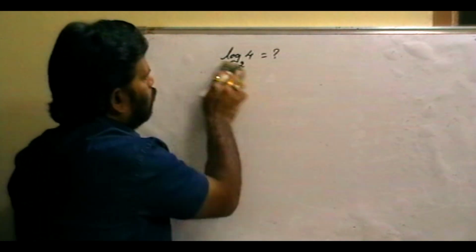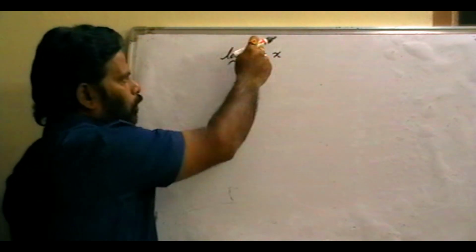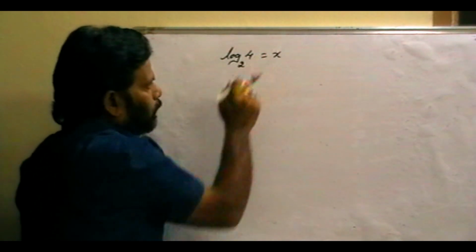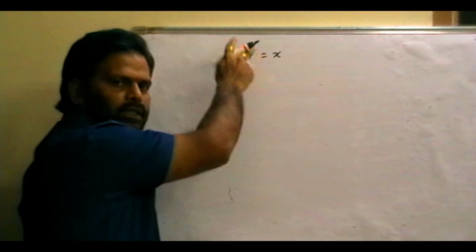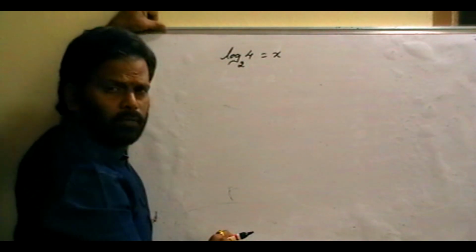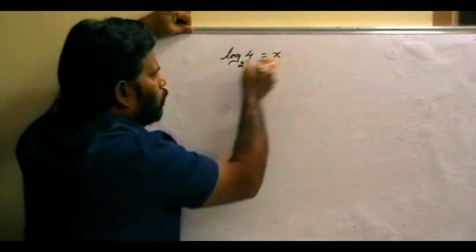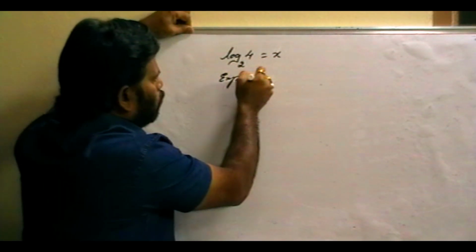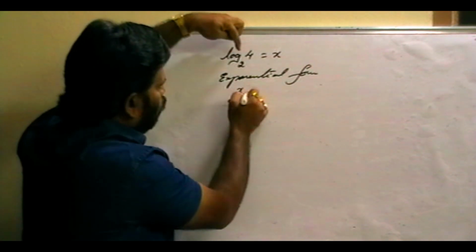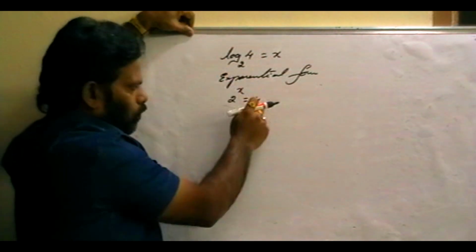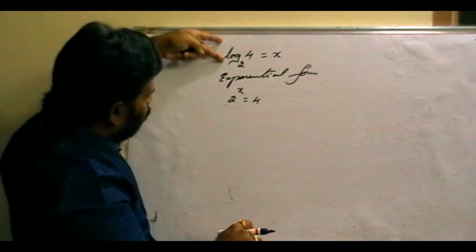Simple. But to find the value of this one, suppose let it be x. Log 4 to the base 2 is equal to x. To find the value of x, first this value is in logarithm form. Now change it into exponential form. In exponential form, 2 to the power of x is equal to 4. So log 4 to the base 2 is equal to x only. It is logarithmic form to exponential form.